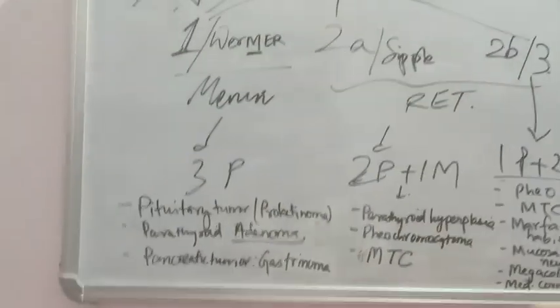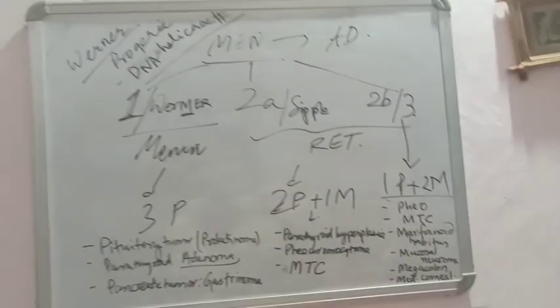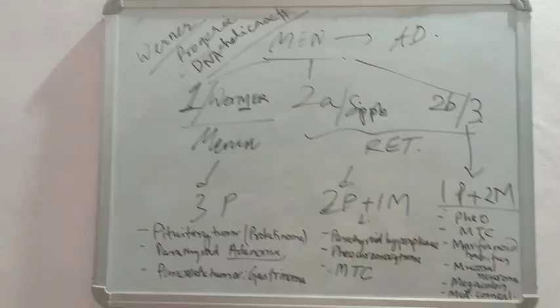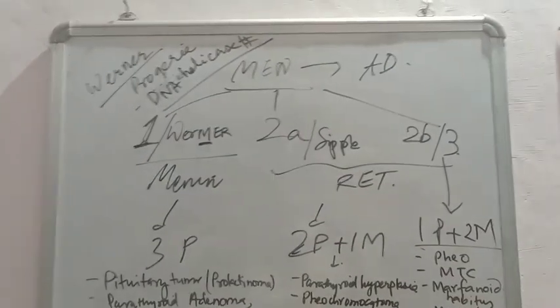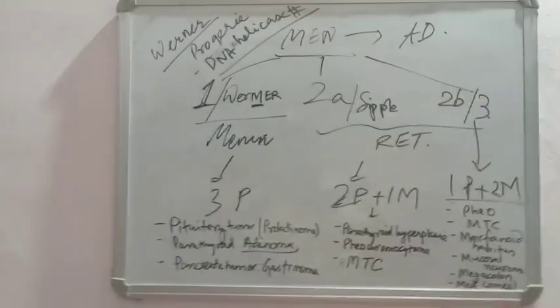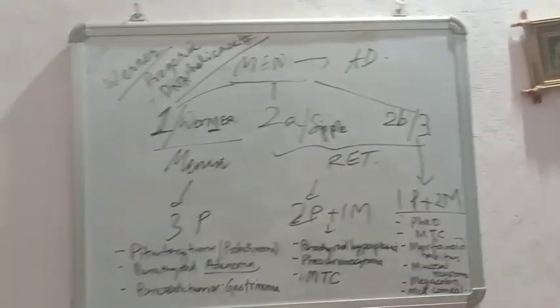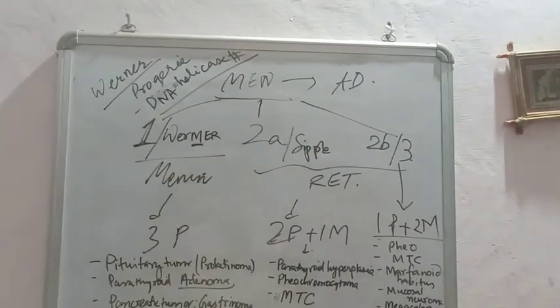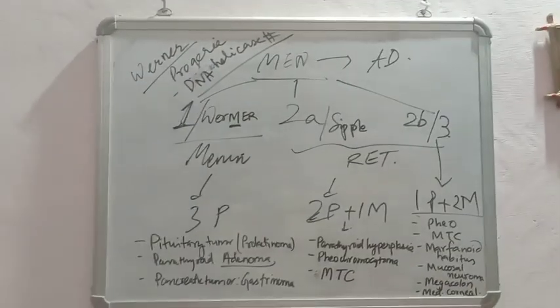Another thing, pancreatic tumor, a general question: most common pancreatic tumor. What is that? Non-functional tumor. A tumor which does not produce any hormone. So that is the most common pancreatic tumor, non-functional. Most common functional pancreatic tumor is what? When you think of pancreas, what do you think? You think of insulin. So most common functional pancreatic tumor is insulinoma. Most common pancreatic tumor in MEN syndrome will be gastrinoma.